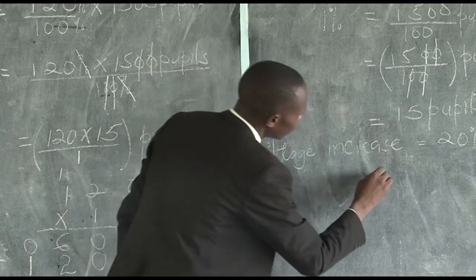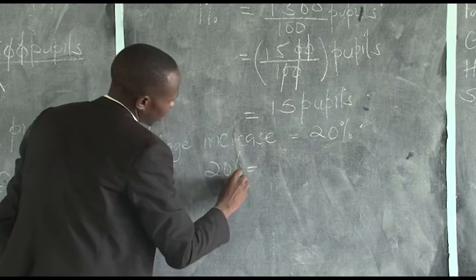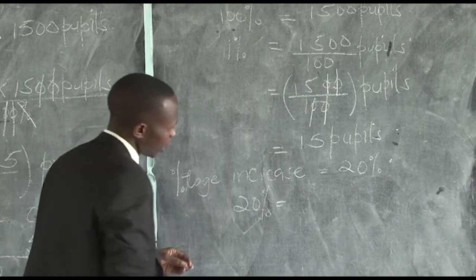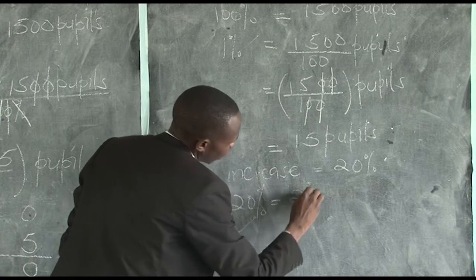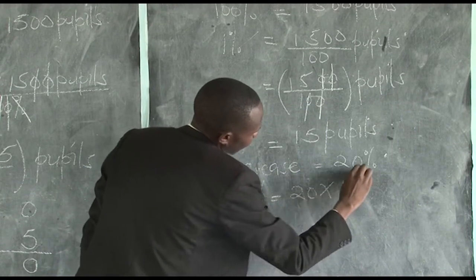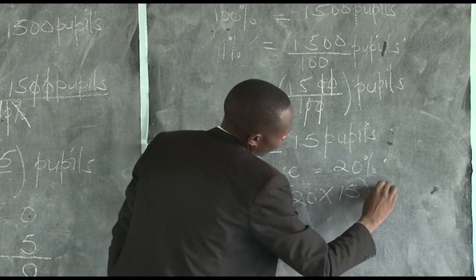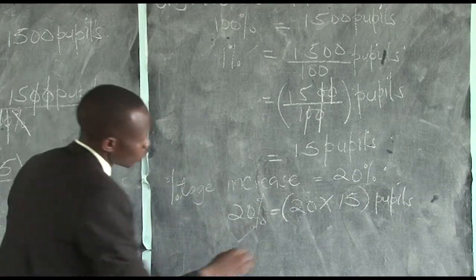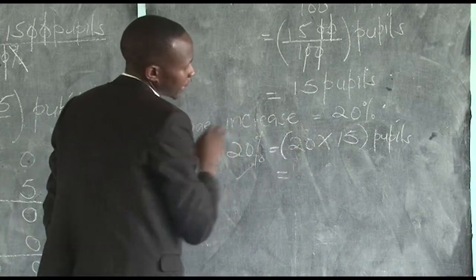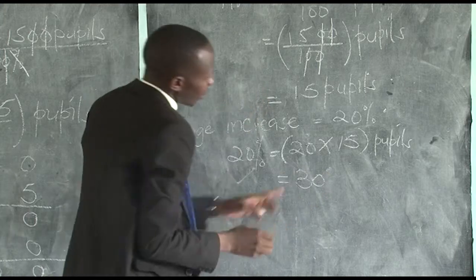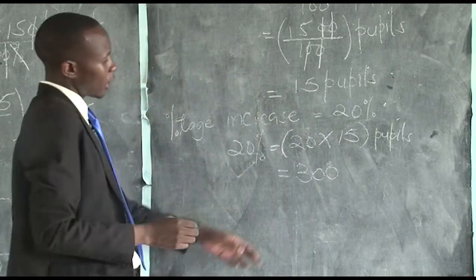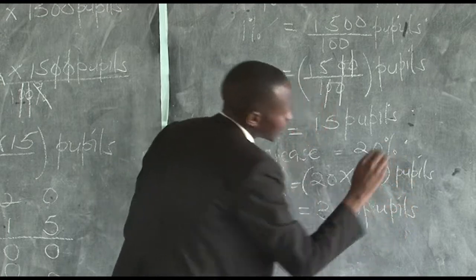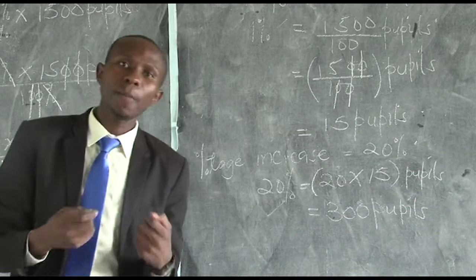So we shall say 20%, if 1% is representing 15, then I will say 20% will represent 20 times 15. And all this will be number of pupils. Okay? Let's say, when you get 15 times 2, that is 30. After getting your 30, we have more 10 here. We shall add it here. So we shall come out with 300 pupils. So this 300 pupils is the increment, or is the new percentage increment.